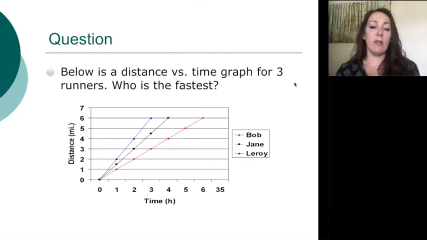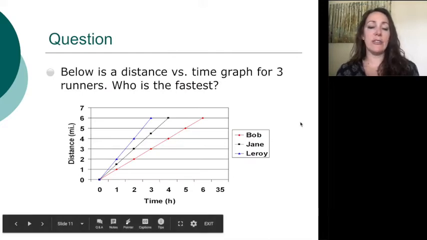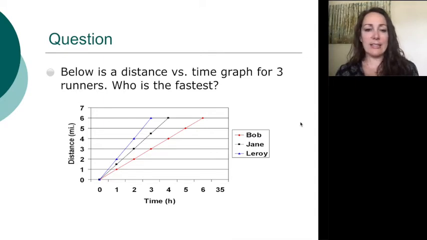So below on this picture is a distance versus time graph for 3 runners. Take a second and look at this and tell me who you think the fastest runner is.